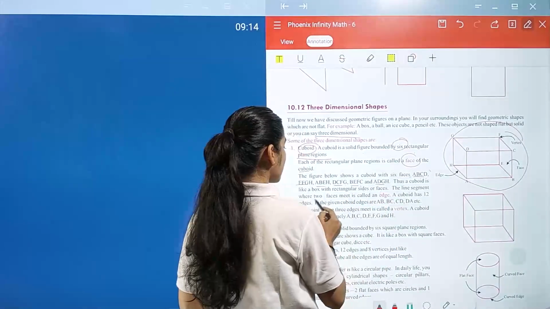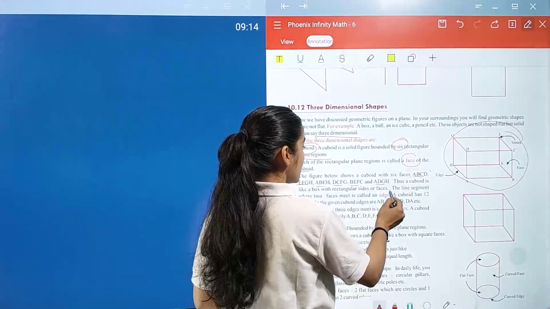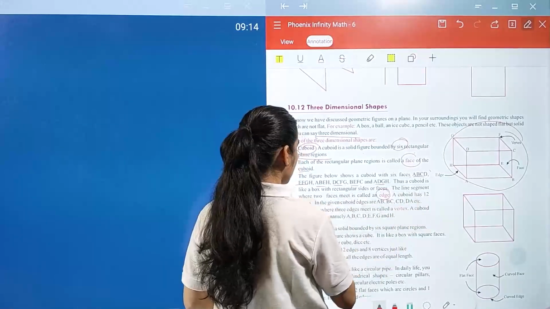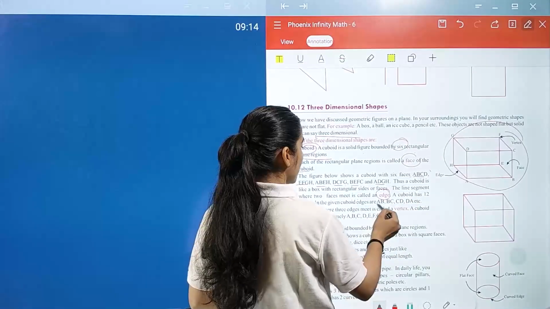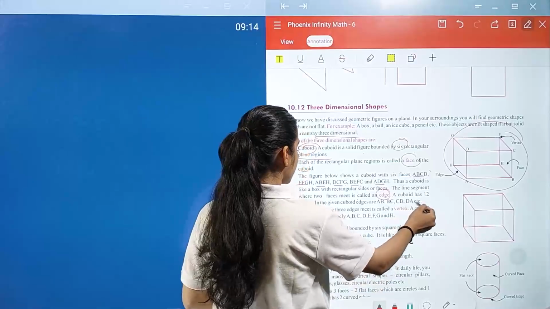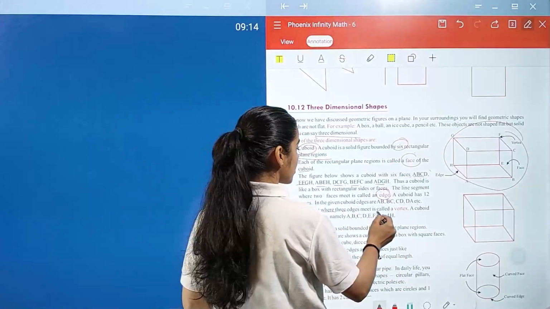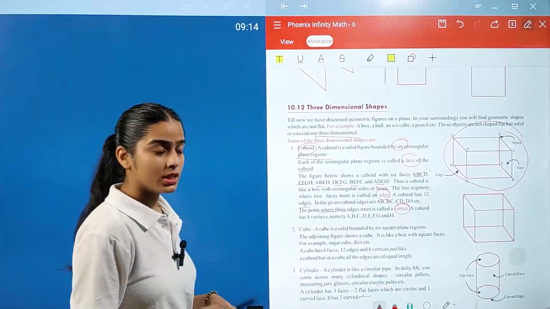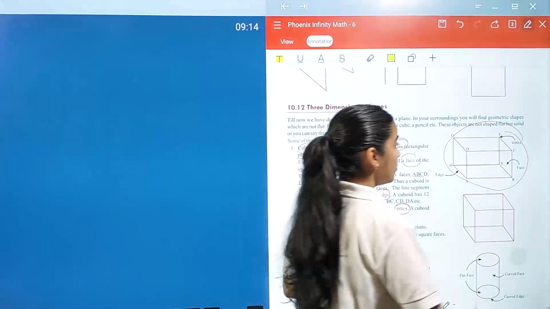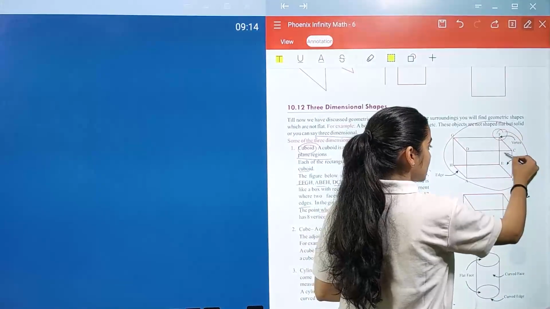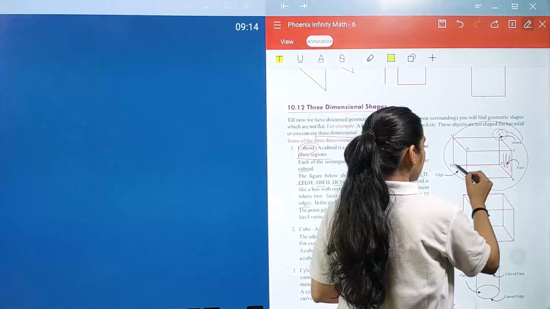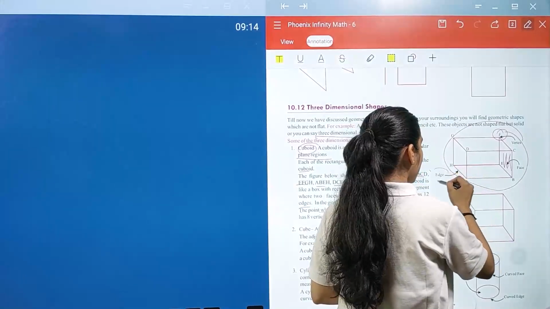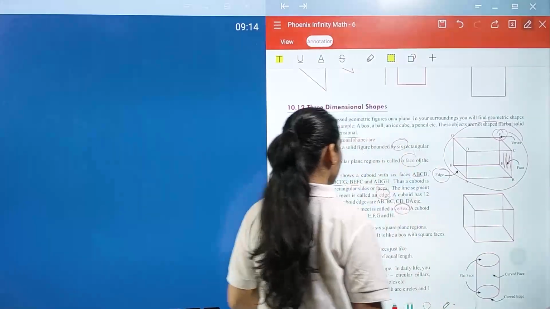The line segment where 2 faces meet each other is an edge. A cuboid has 12 edges. In the given cuboid, the edges are AB, BC, CD, DA, etc. And the point where 3 edges meet is called a vertex. And your vertices are A, B, C, D, E, F, G, H. So this is your vertex. These are your faces. And where these 2 faces meet together, this is called your edge.